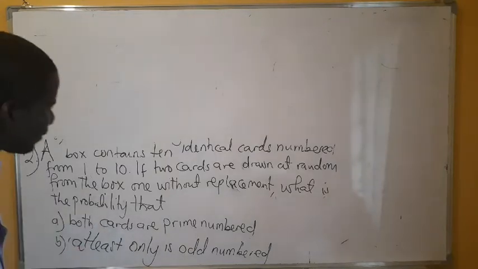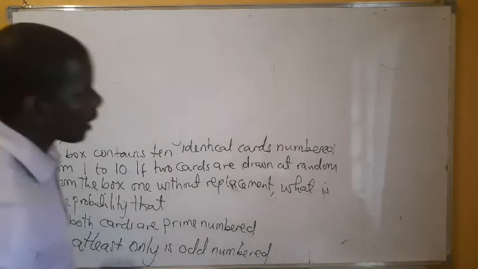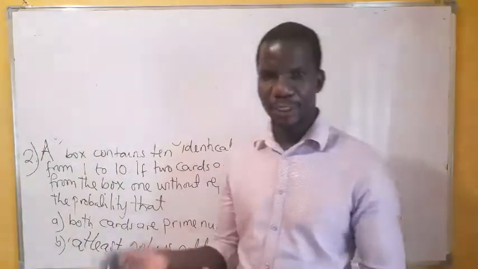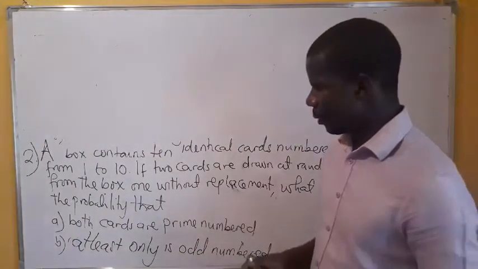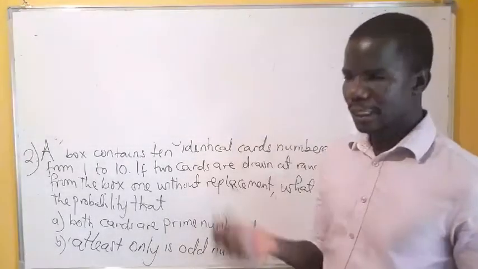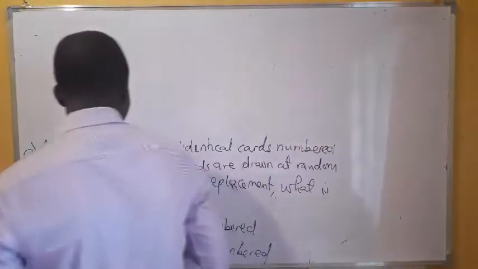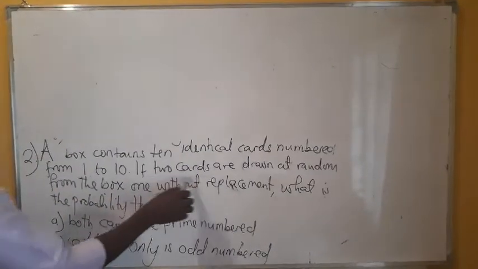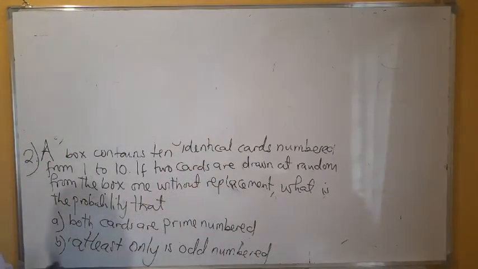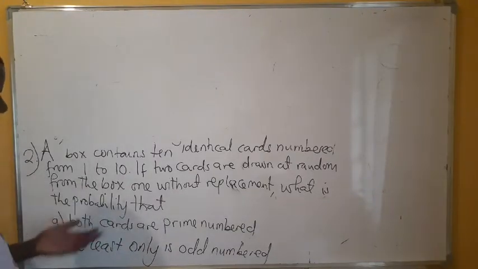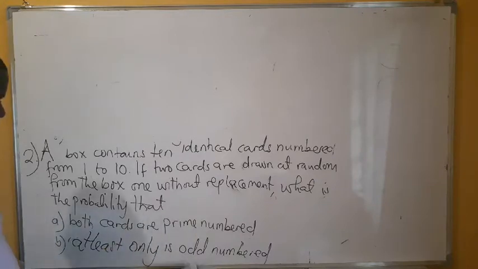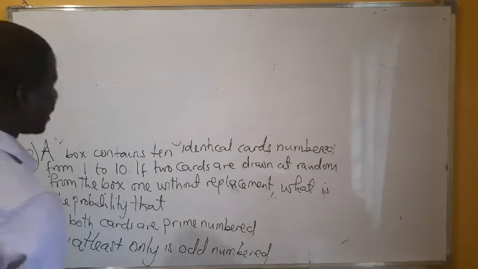So, a box contains 10 identical cards. These identical cards have numbers 1 up to 10. If 2 cards are drawn at random from the box, one after the other, of course without replacement, what is the probability that both cards are prime numbers?